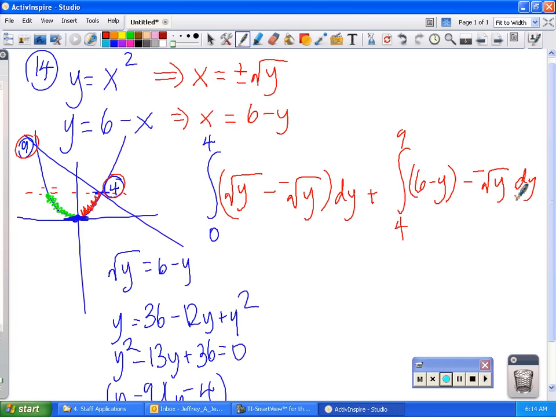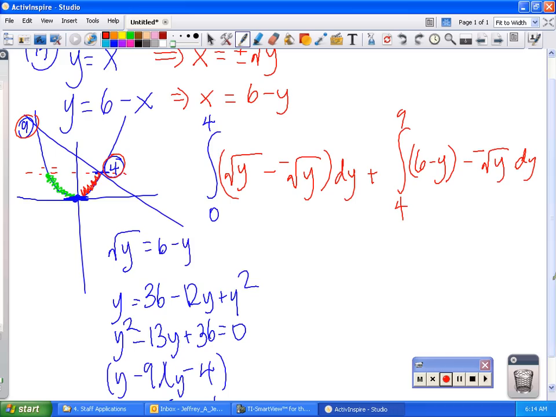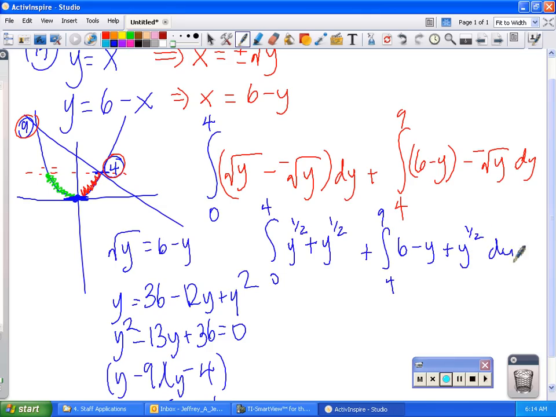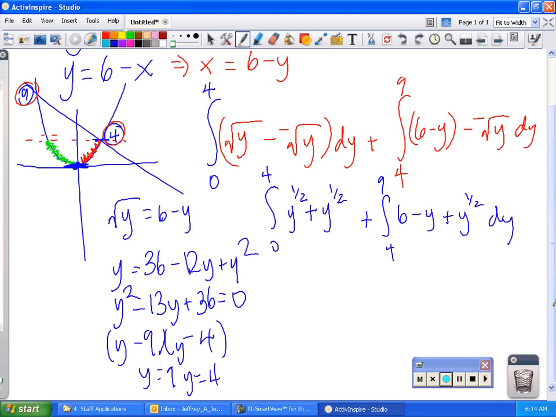Now when I go to actually do the math, I will have the integral from 0 to 4 of y to the 1/2 plus y to the 1/2, of course. And then I'll have plus the integral from 4 to 9 of 6 minus y plus y to the 1/2 power. I'll carry it another step or two, and then I'm going to go on to something else. 0 to 4, 2 y to the 1/2. The second integral, nothing combines.